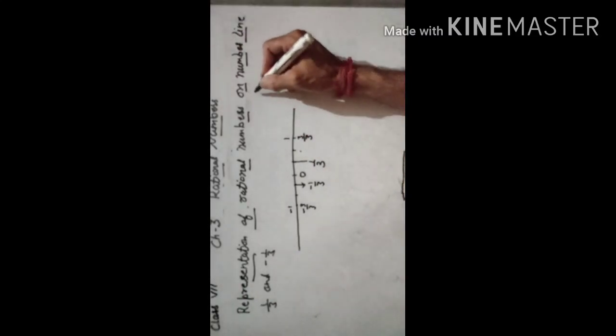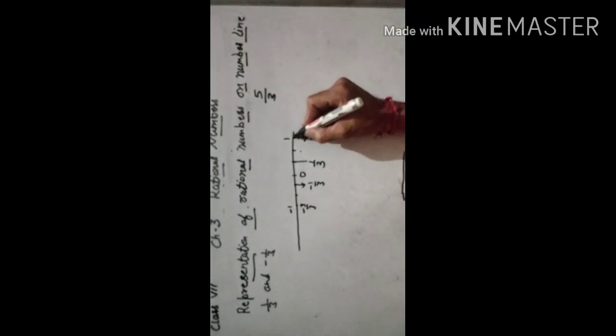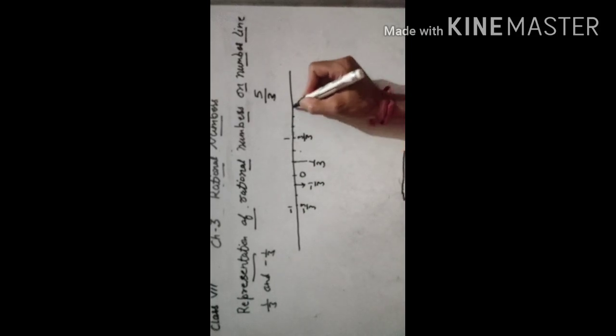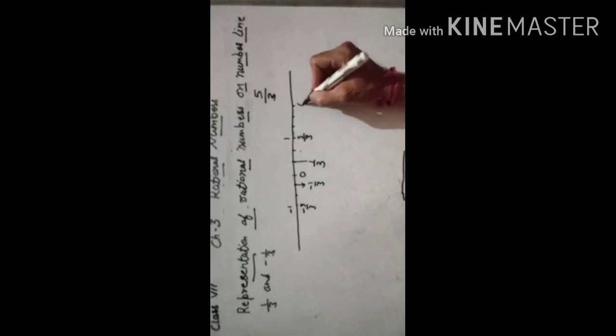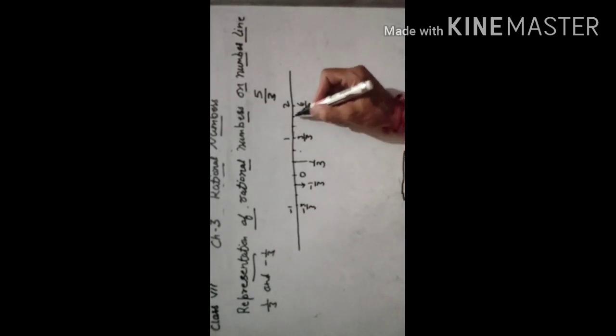Suppose we have to represent 5/3, then you have to again divide it. This is 1, 1, 2, 3, that is 6/3, that is 2. Now this is 3/3, this is 4/3, this is 5/3, so this is 5/3.